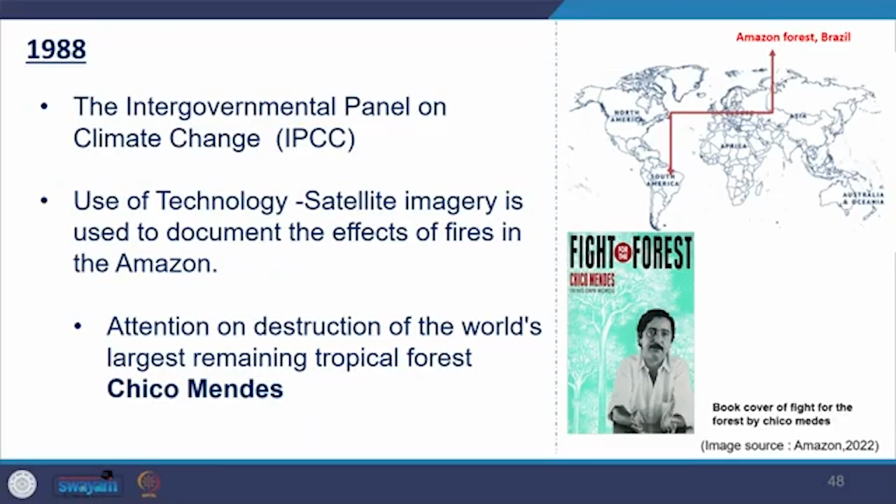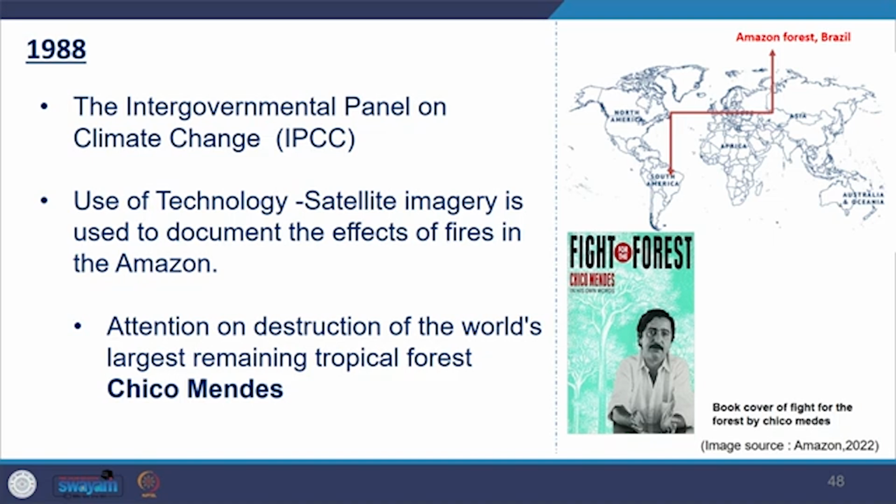So in 1988, we see that the Intergovernmental Panel on Climate Change was established, to assess the most up-to-date scientific, technical and socioeconomic research in the field. So we see the IPCC was established in this year. And we also see the usage of technology. Satellite imagery is used to document the effects of fires in the Amazon.